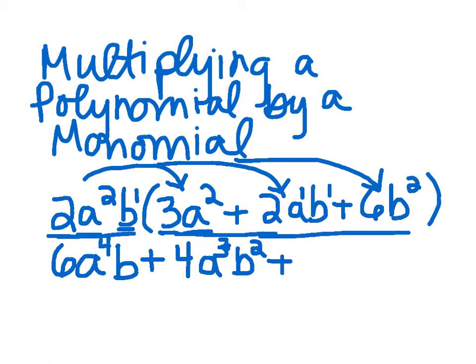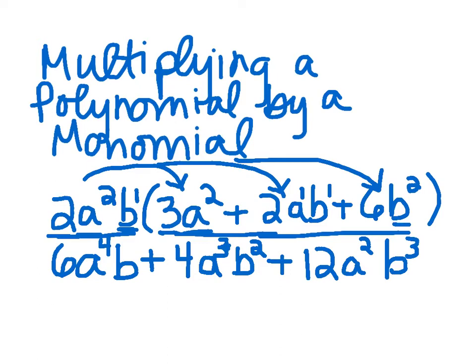Finally, I'm going to distribute over the last term. Multiplying the coefficients gives me 12. Looking at the variables in alphabetical order gives me a to the 2nd, and then b to the 3rd, because there's one b on the term here on the outside and two b's, b to the 2nd right there.